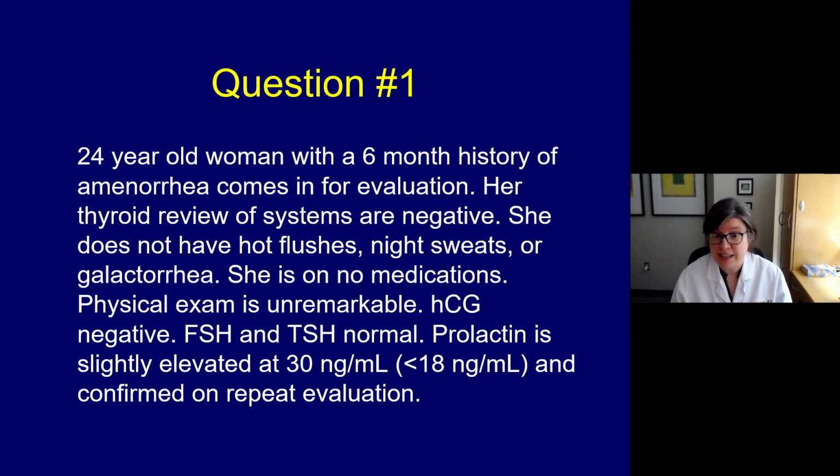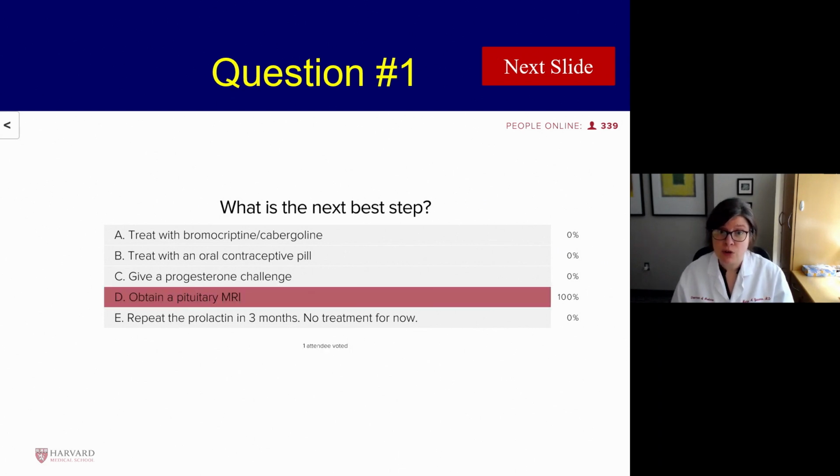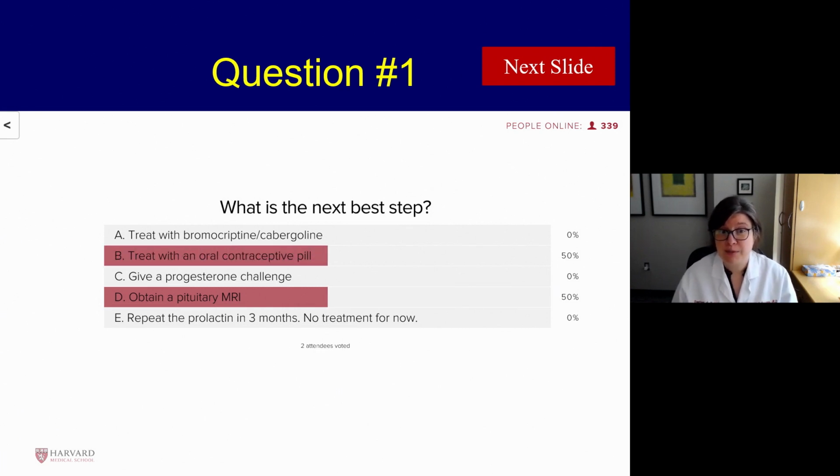Her HCG is negative. Her FSH and TSH are normal. And her prolactin is slightly elevated at 30. Normal is up to 18. And you confirm this on repeat evaluation. So what is the next best step? Do you treat with bromocriptine, cabergoline, treat with an oral contraceptive, give a progesterone challenge, obtain a pituitary MRI, or repeat the prolactin in 3 months and no treatment for now?